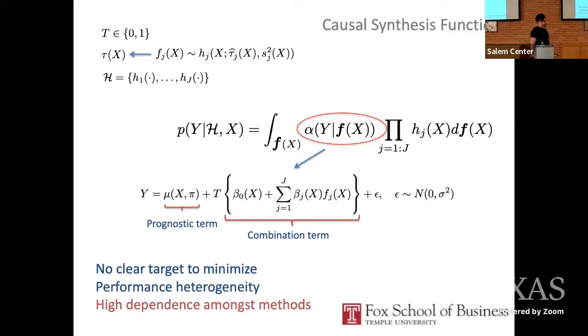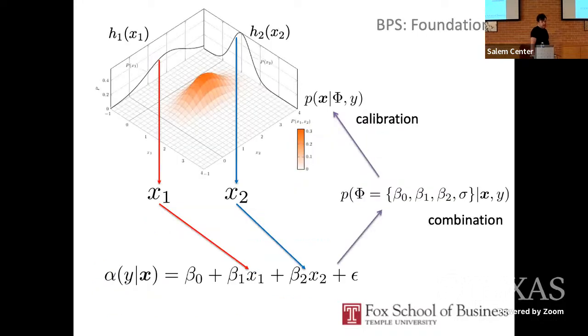Second problem, high dependence amongst methods. Well, as we recall, this is actually not much of an issue for us because we're already treating each HTE estimate as a latent factor. So we actually can learn the dependence structure between these HTE estimates, and by that, we are able to deal with the high dependence amongst models. We're not treating them as independent, right?